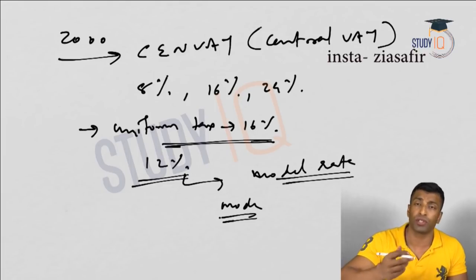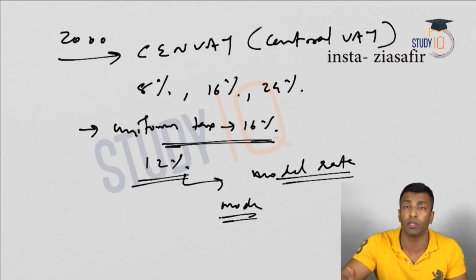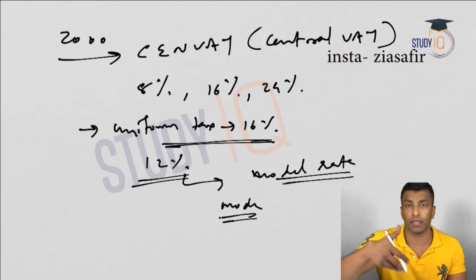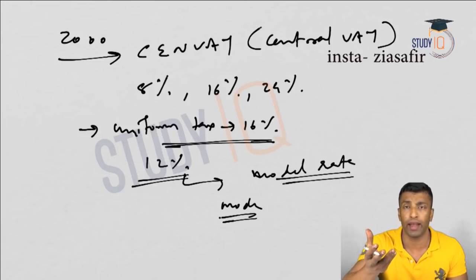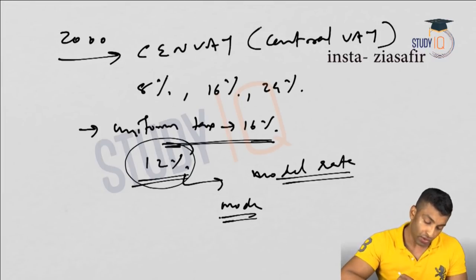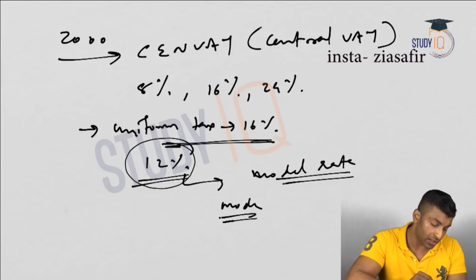Model is coming from the word mode. Mode means the most repeated number, right? When you talk about shoe size of students in the class, mostly it will be 8. So that's why it is known as the model rate. So I hope this discussion is clear for you.